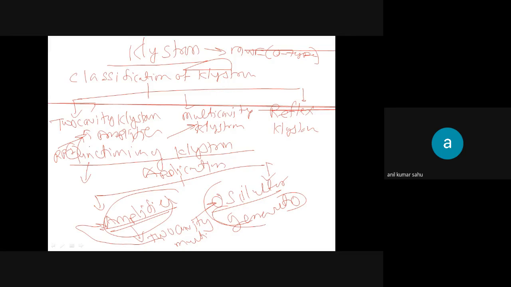For the two cavity klystron, the number of cavities is two. For the multi-cavity klystron, the number of cavities is more than two. But for the reflex klystron, we are using only one cavity, and the cavity structure is changed. This time we are using a re-entrant cavity.